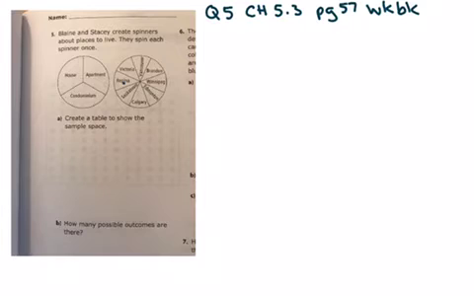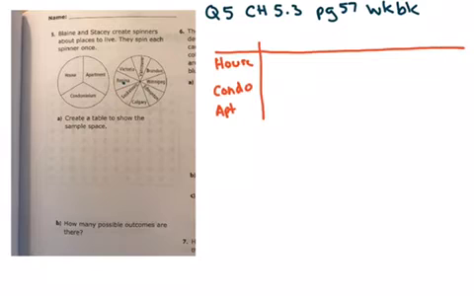All right, let's make the spinner with the type of house on the side here. So let's have house and condo and apartment. I'm just going to abbreviate them. There's our type of house right there.